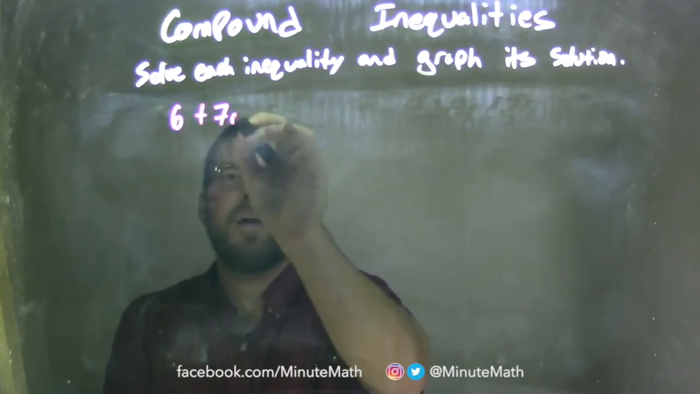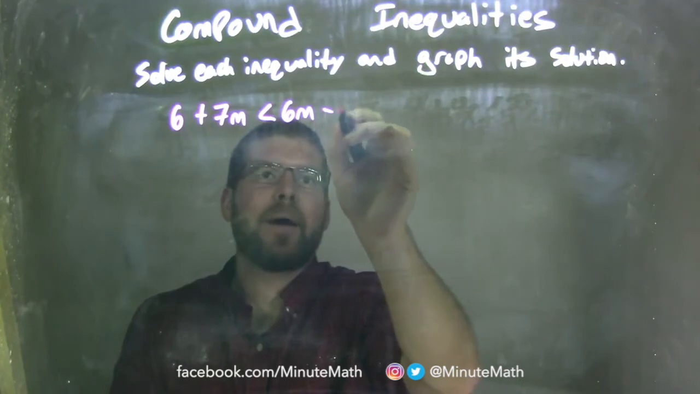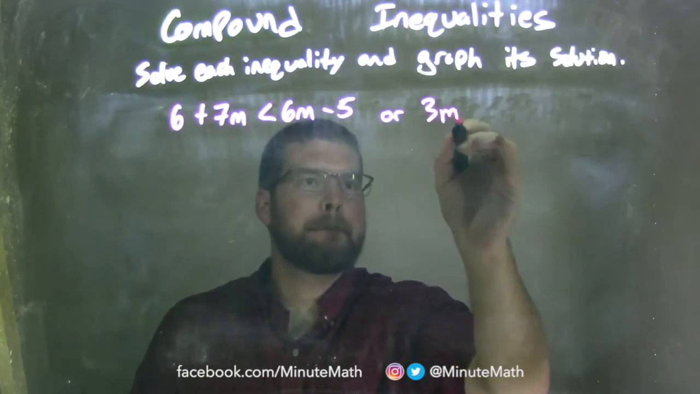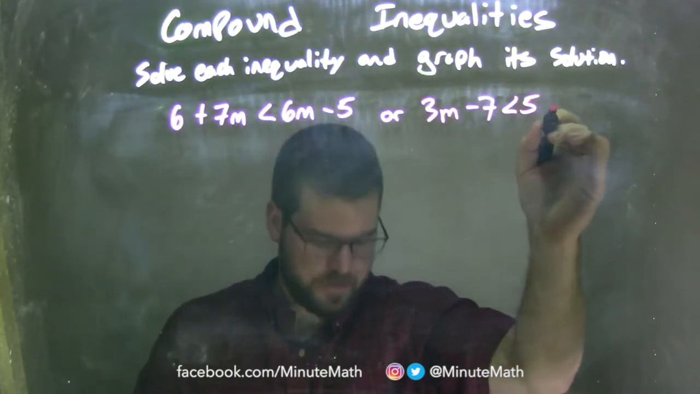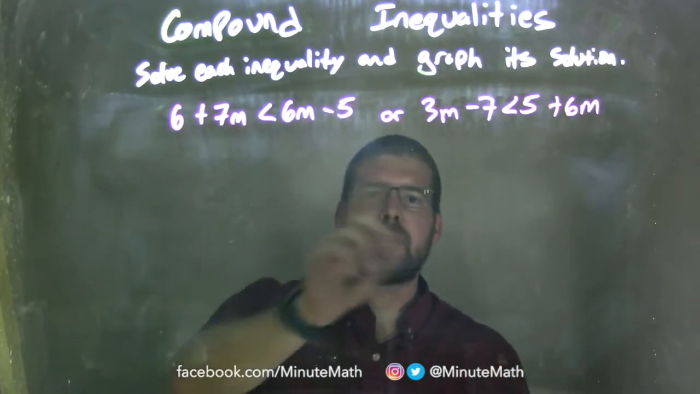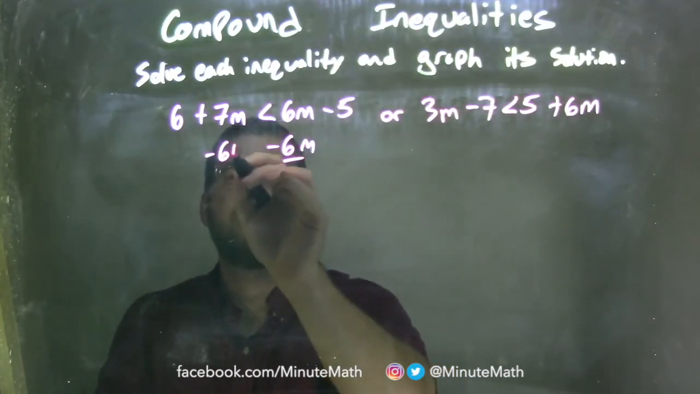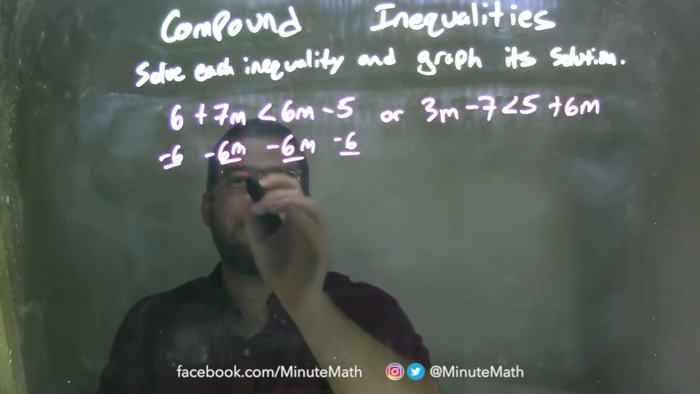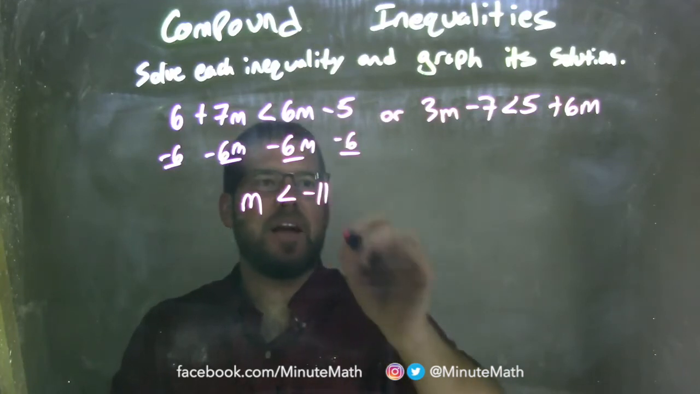6 plus 7m is less than 6m minus 5, or 3m minus 7 is less than 5 plus 6m. Okay? Well, the first step, I'm going to solve each individually. So I'm going to subtract a 6m to both sides, and I'm going to subtract a 6 to both sides, leaving me just 7m minus 6m, which is 1m, is less than negative 5 minus 6 is negative 11.